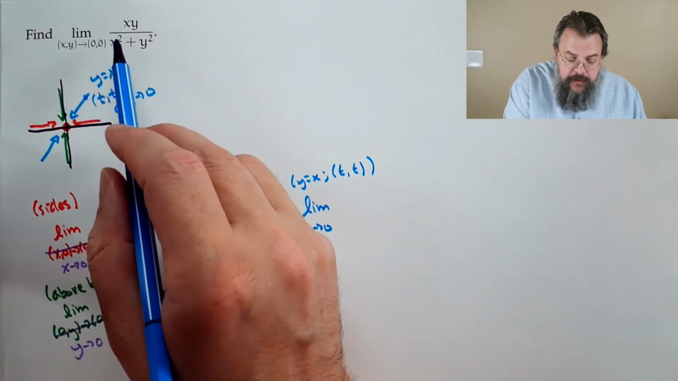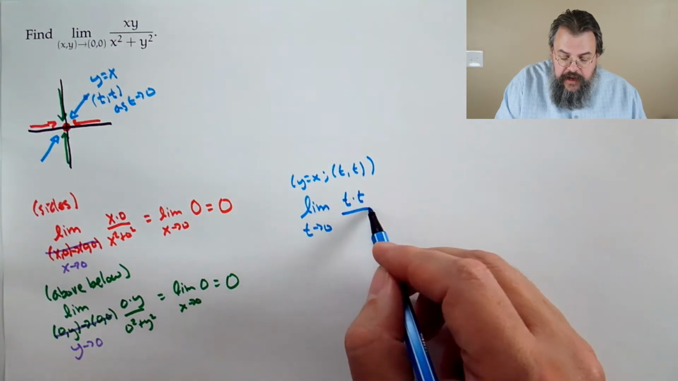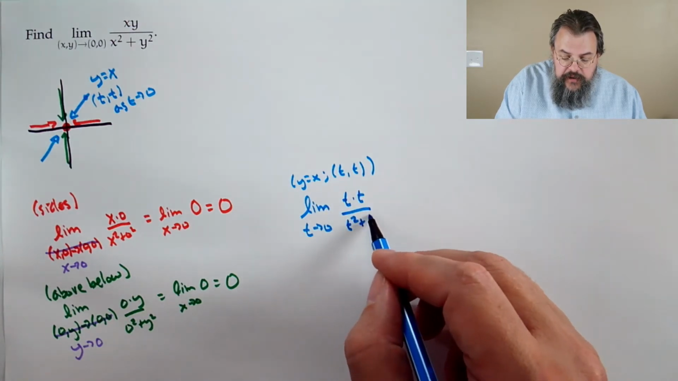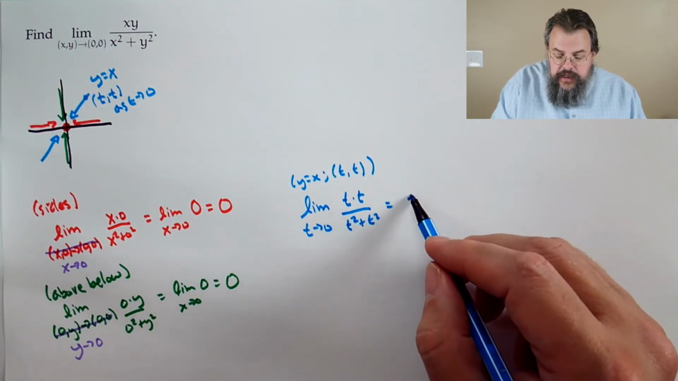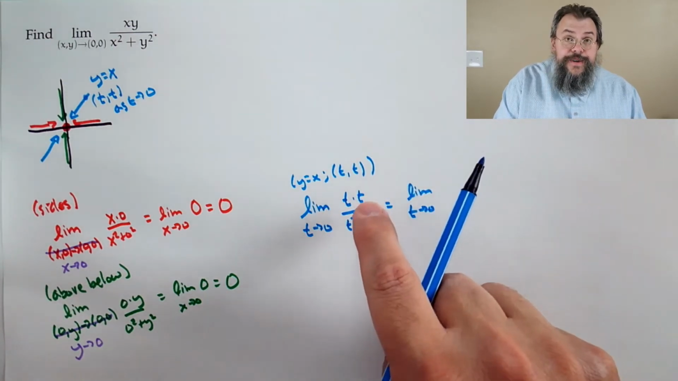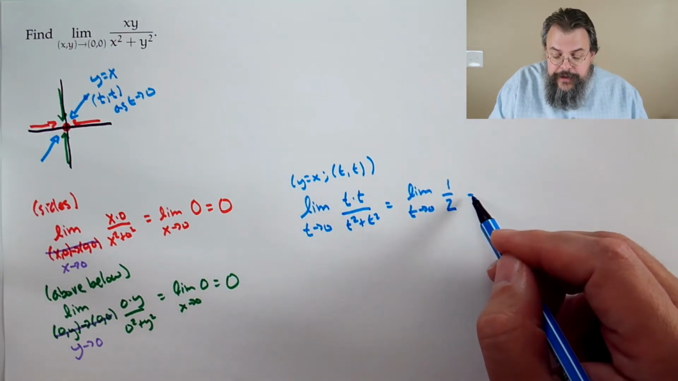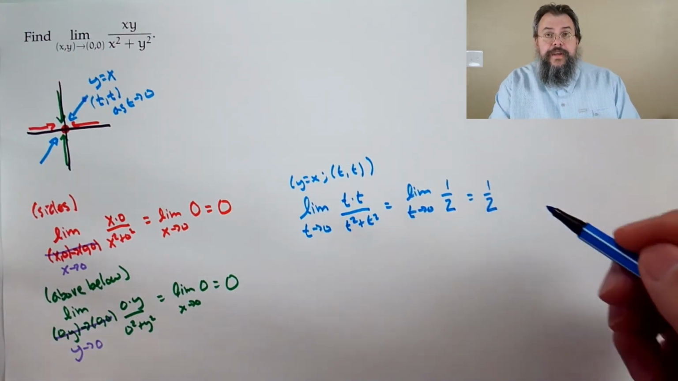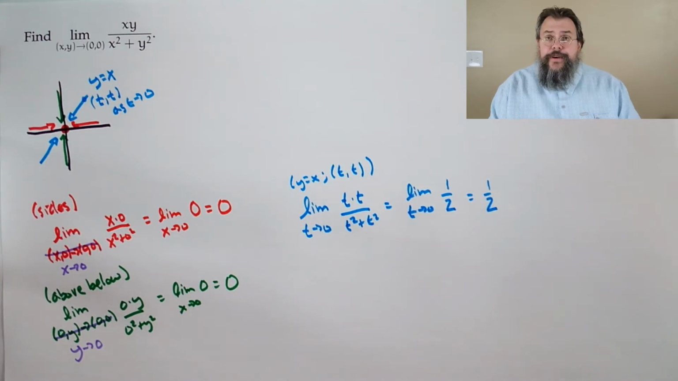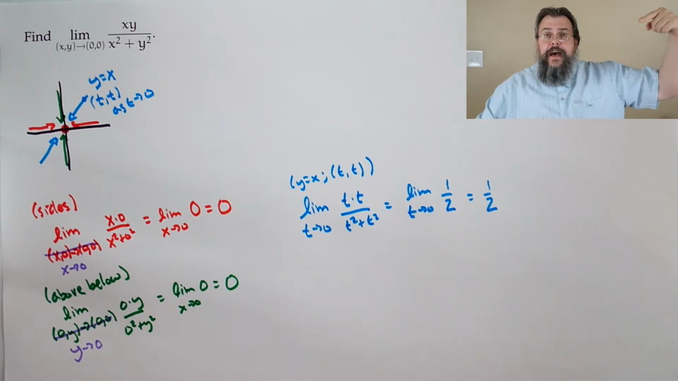I'm going to replace x by t and y by t. So it'll be t times t. Downstairs, t squared plus t squared. Well, that's the limit as t goes to 0 of t squared over t squared plus t squared, also known as a half, which is a half. And now we're like, oh, well, that's very unusual. Because now we're saying, look, before we thought we were getting 0, and now we're getting a half.